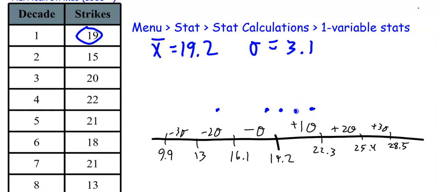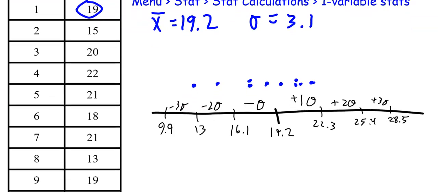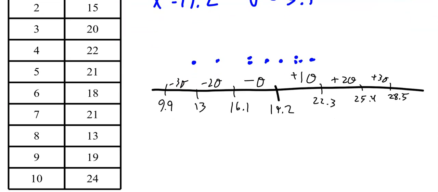21 is somewhere around here. 18 is somewhere in this vicinity. 21, somewhere around here, I'm not sure exactly. 18, I guess I could have put that above that one. 18 is, again, somewhere around here. 21, again, somewhere right in that neighborhood. 13 is right around here. 19 and 24. So 19 is somewhere around here, and 24 is somewhere in this neighborhood.